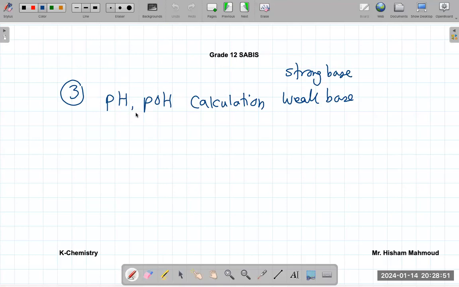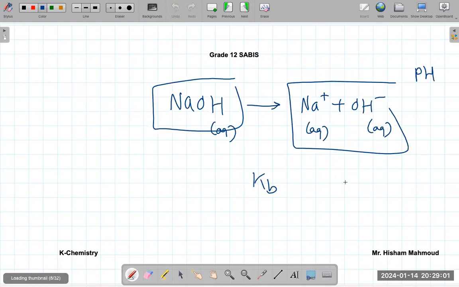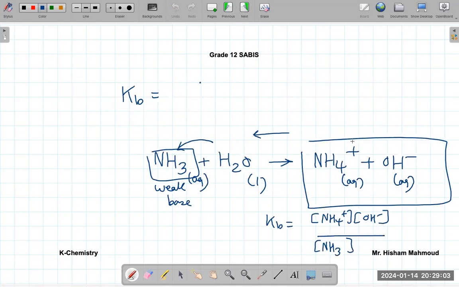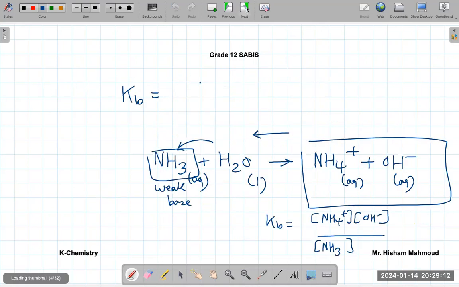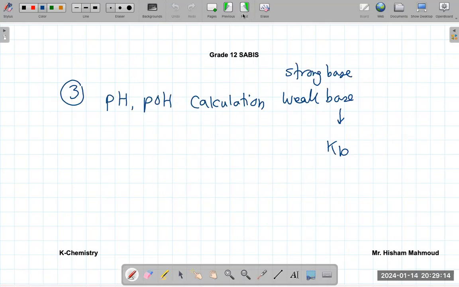So the calculation of pH and pOH of weak base and strong base follow the same rules. The only way to find it for the weak base is to have the Kb. If you don't have the Kb, there is no chance of knowing how much concentration of the ions is formed. And also in the acids, there is no chance of knowing what is the H plus concentration if you don't have the Ka. But in the case of the strong base, the whole base decomposes.